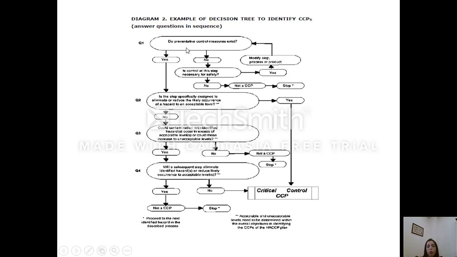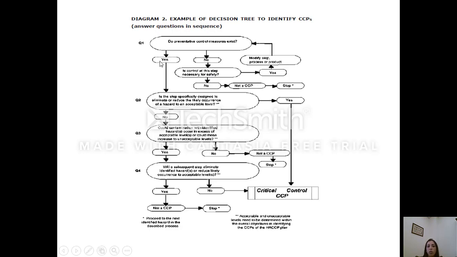But when we say no, if we don't have any preventive control measure, okay? For example, if I'm talking about receiving chickpeas from Argentina, do we have any control measure existing? Not really, because we rely on the what? On the COA of the supplier. So no, is control at this step necessary for safety? No, it's not a CCP.